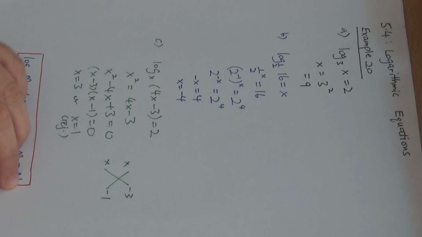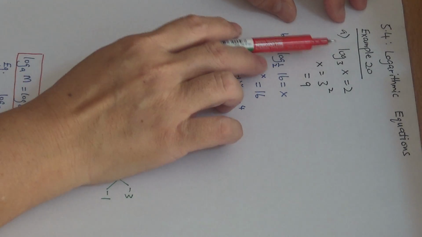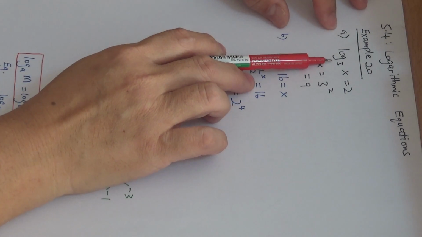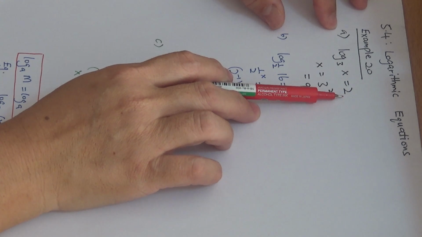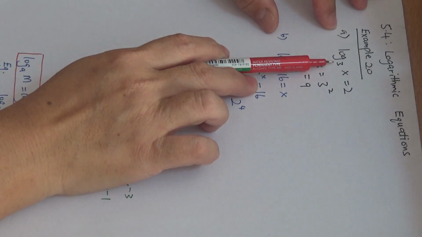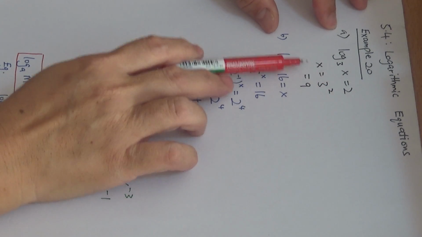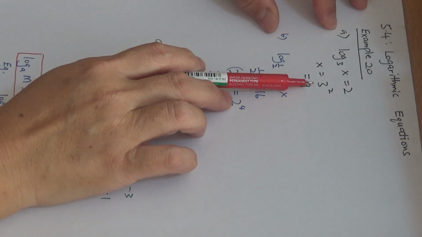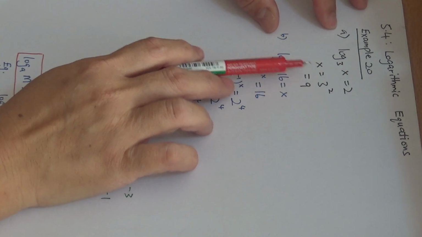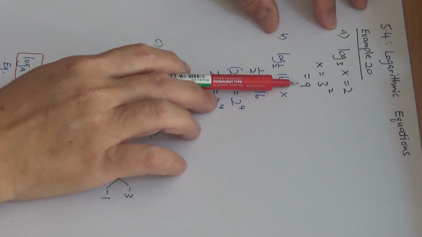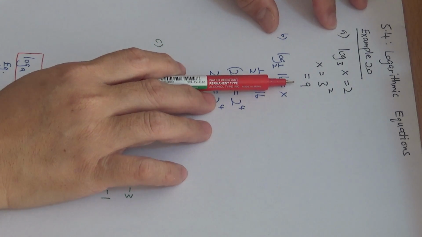Okay, now let's look at example 20, part A. It says log base 3 of x is 2, which means this is the base, this is the power, this is the answer. So I rewrite it in index form. I will find that x is equal to 9.